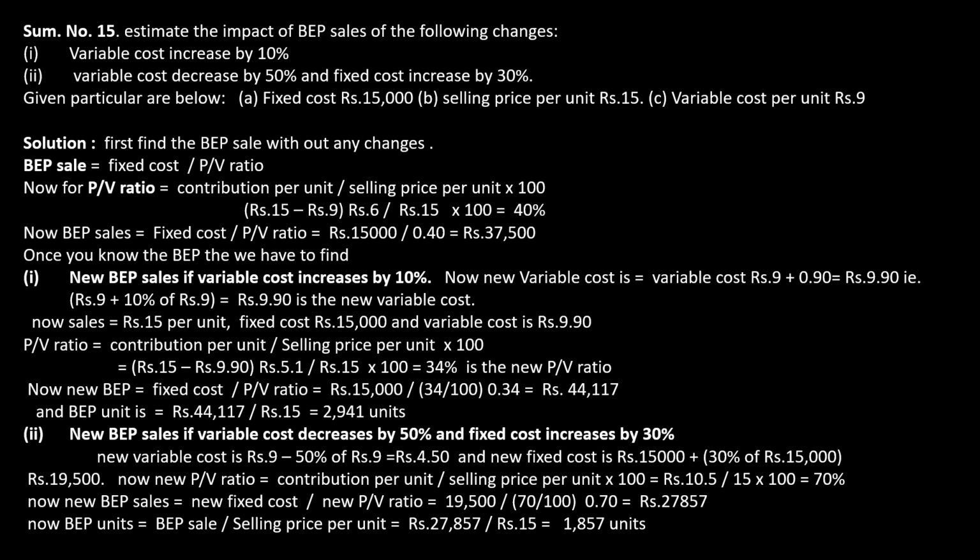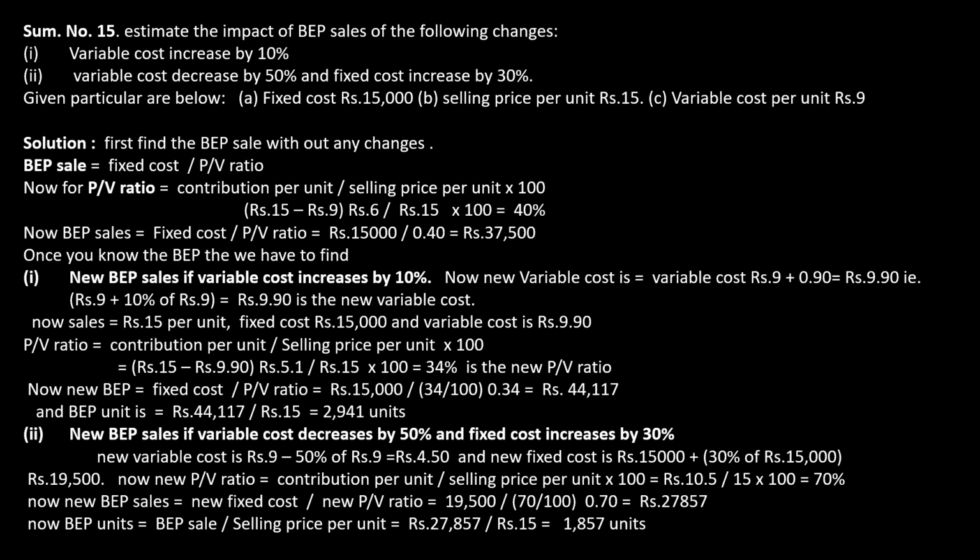I'll repeat, the PV ratio will change whenever there's an increase in selling price per unit or decrease in selling price per unit. And second point, whenever there is a variable cost increase or variable cost decrease per unit, in these 4 cases alone, the PV ratio will change. In all the other cases, the PV ratio will be the same throughout the sum.